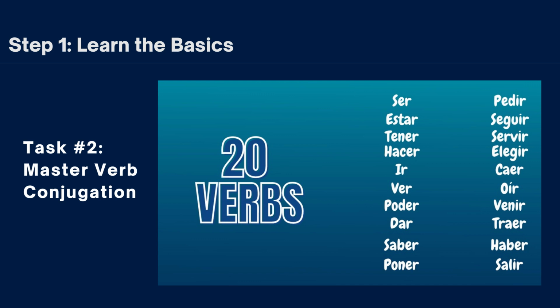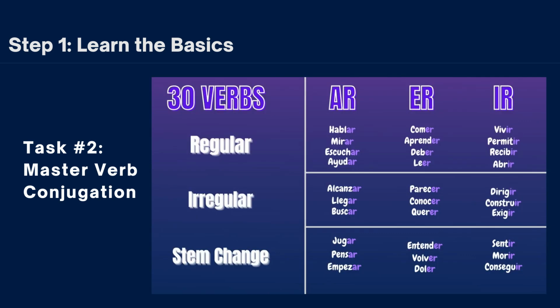ver, poder, dar, saber, poner, pedir, seguir, servir, elegir, caer, oír, venir, traer, haber, and salir. Also, make sure to learn the following 30 verbs, which are the most common in the Spanish language. For regular verbs, we have hablar, mirar, escuchar, ayudar, comer, aprender, deber, leer, vivir, permitir, recibir, abrir.